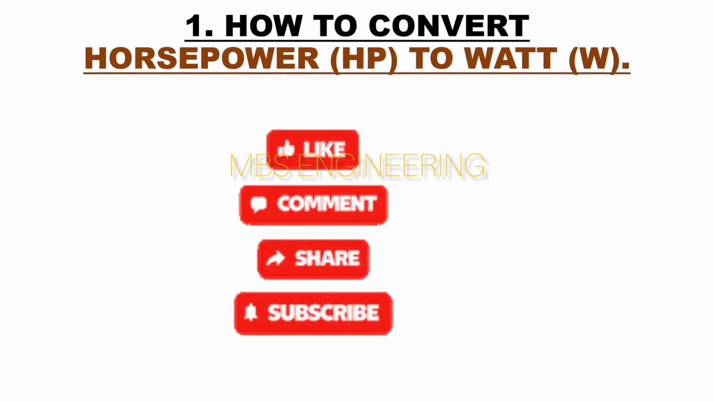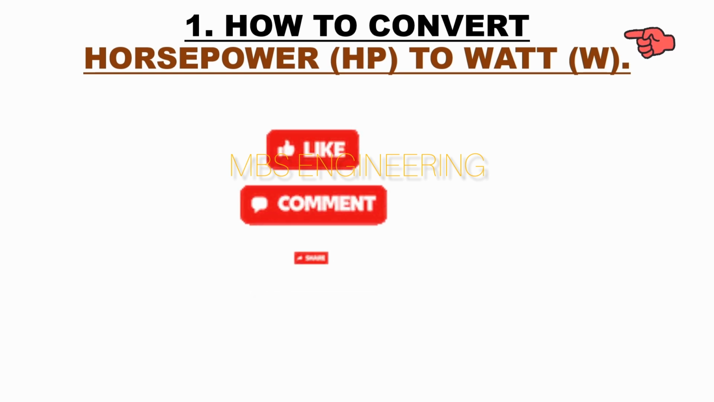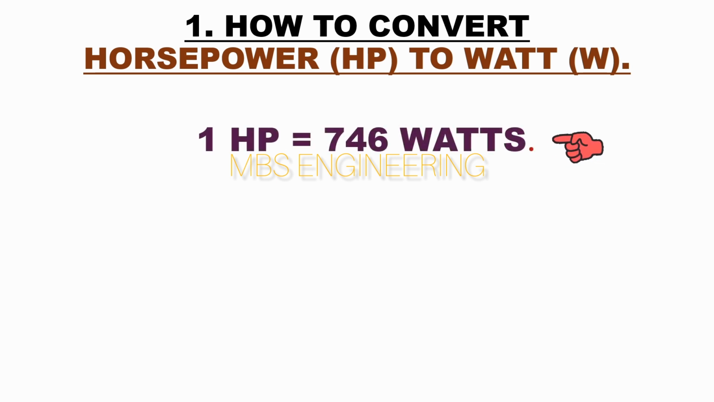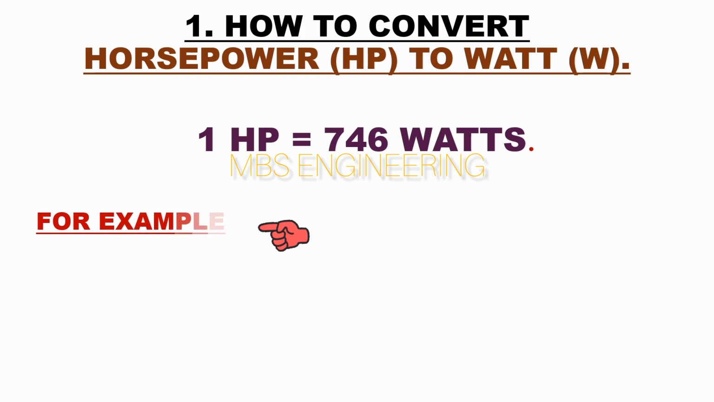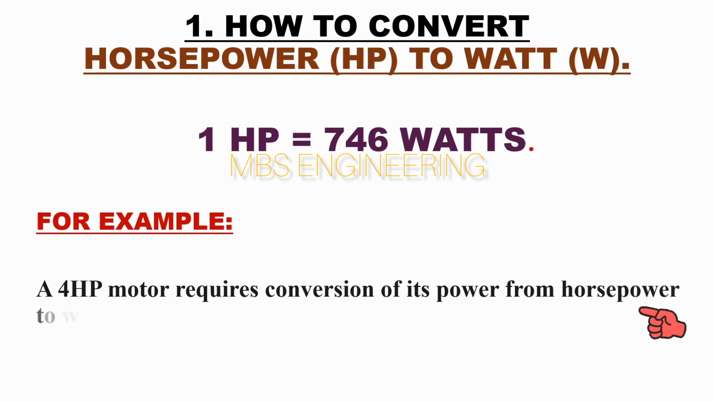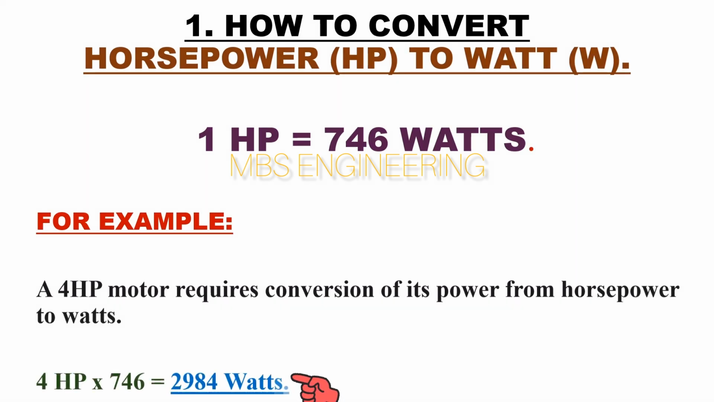Next, we will learn the first topic, how to convert horsepower to watts. Please remember that 1 HP is equal to 746 watts. Next, we will learn the sample example. A 4 HP motor requires conversion of its power from horsepower to watts. Next, 4 HP is multiplied by 746, therefore the obtained value is 2984 watts.